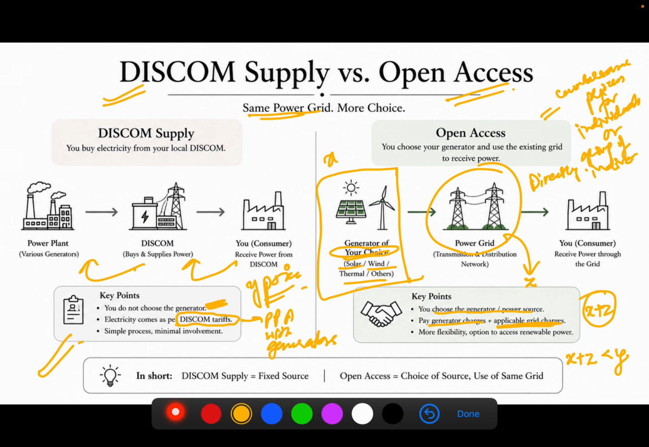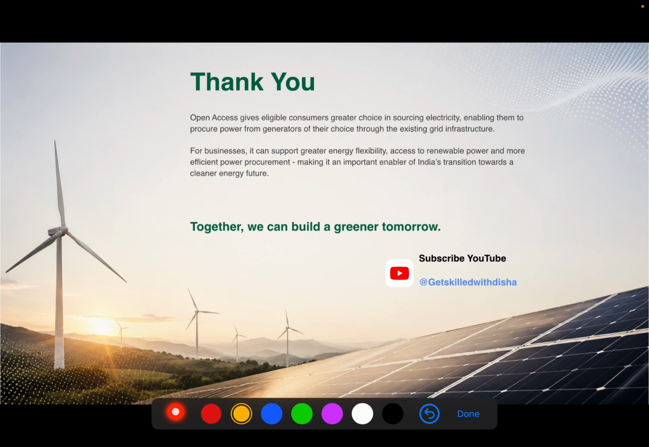So in short, DISCOM supply means we have a fixed source of power, and in open access we have a choice of source. That's it. So open access gives consumers more choice. In a nutshell, renewable projects get more demand and businesses get a potential path towards cleaner and more efficient power. I hope this presentation helped you understand the basics of open access in the renewable energy sector.